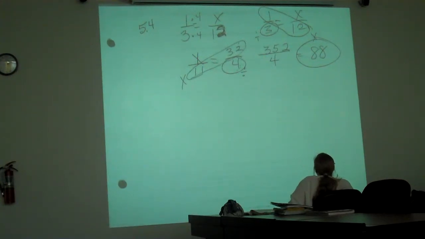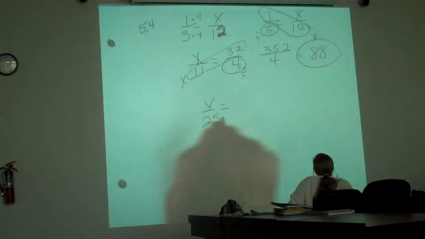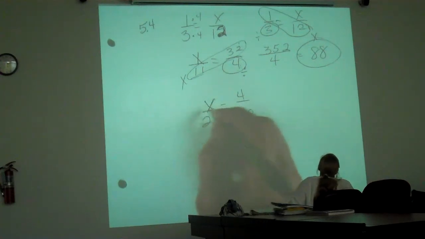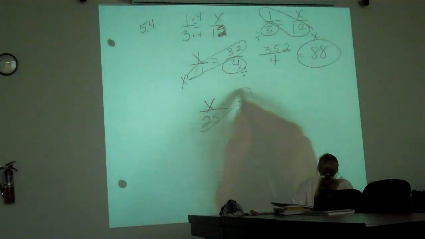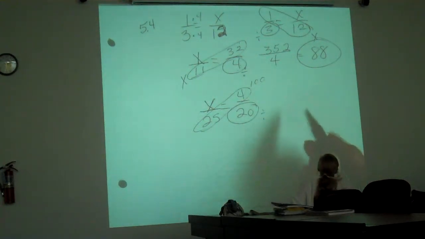Okay, how about one like x over 25 equals 4 over 20? Well, that's going to be a 5, because 25 times 4 is 100. Divided by 20 is 5.